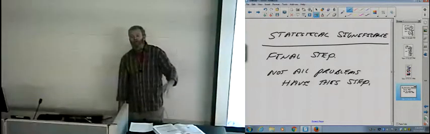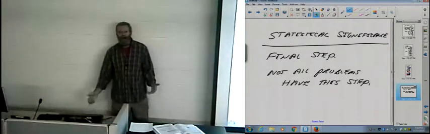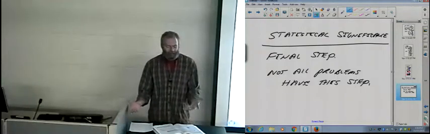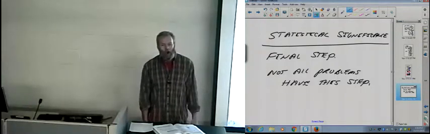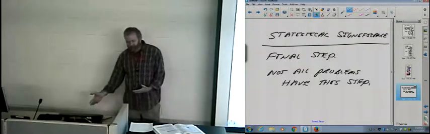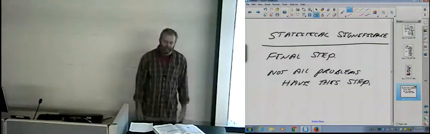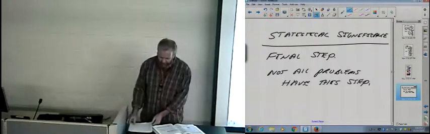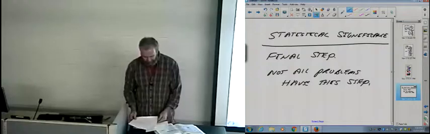Some of them only have the first 4. Some of them will have this last one, this final step. And this is a step to assess how much evidence against H naught is required for us to say our data, our observation, our sample, our X bar is statistically significant. Now, here's what we do.